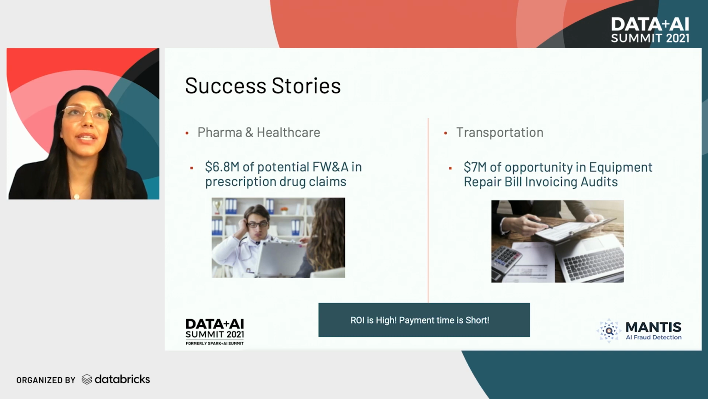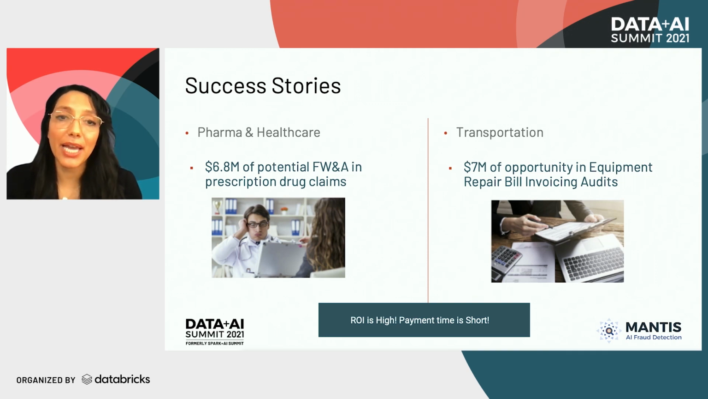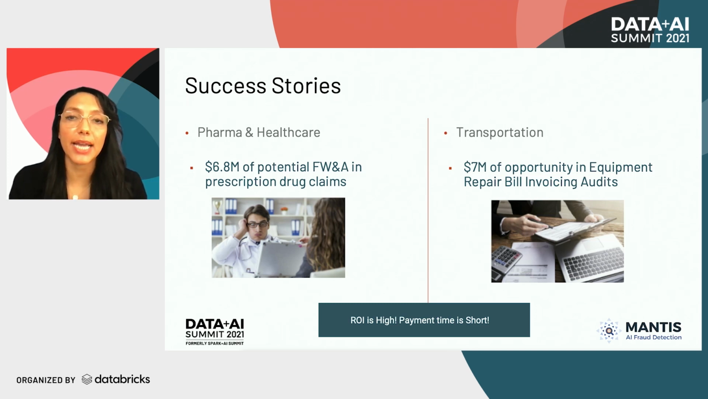And now we can dive into a few of the wins with the clients using this. The key takeaway here is that the ROI is high and the payback time is short. You can see both clients had millions of dollars of opportunity identified that they were able to go after. And it was very quick and easy to trigger either reclaims or processing changes to stop the reoccurring revenue leakage as they had the data.